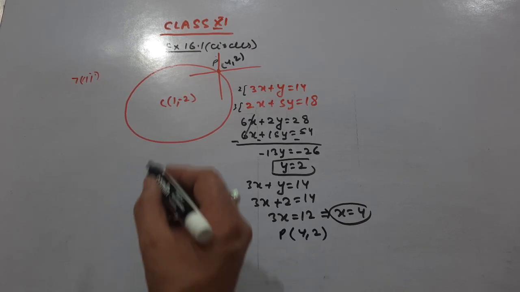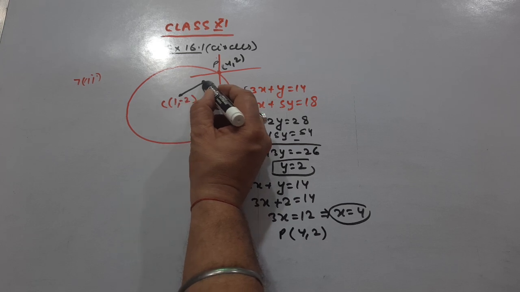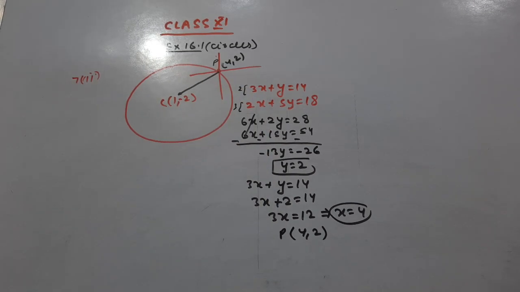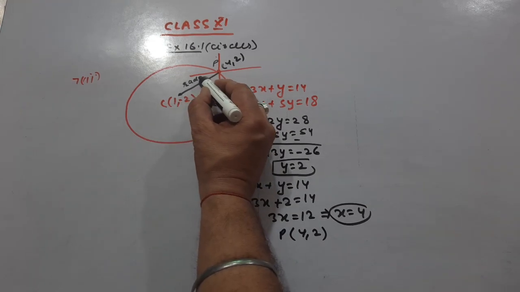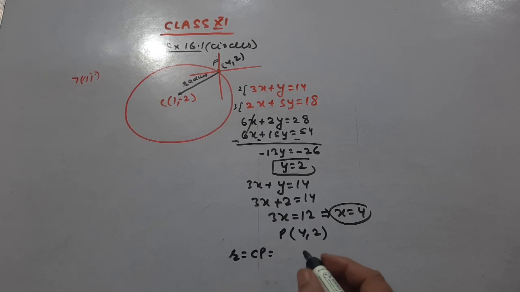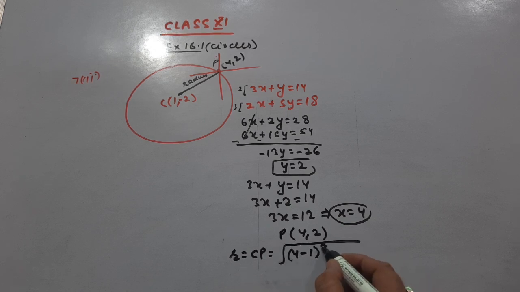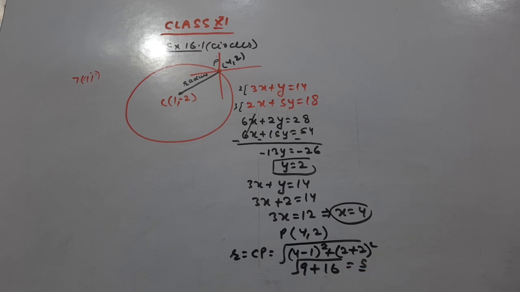Now let us find the radius. If I join point C, the center, with P, so this is the radius. So radius equal to CP, and apply distance formula: 4 minus 1 whole square plus 2 plus 2 whole square. So 9 plus 16 under root, this is 5. So radius is 5, friends.